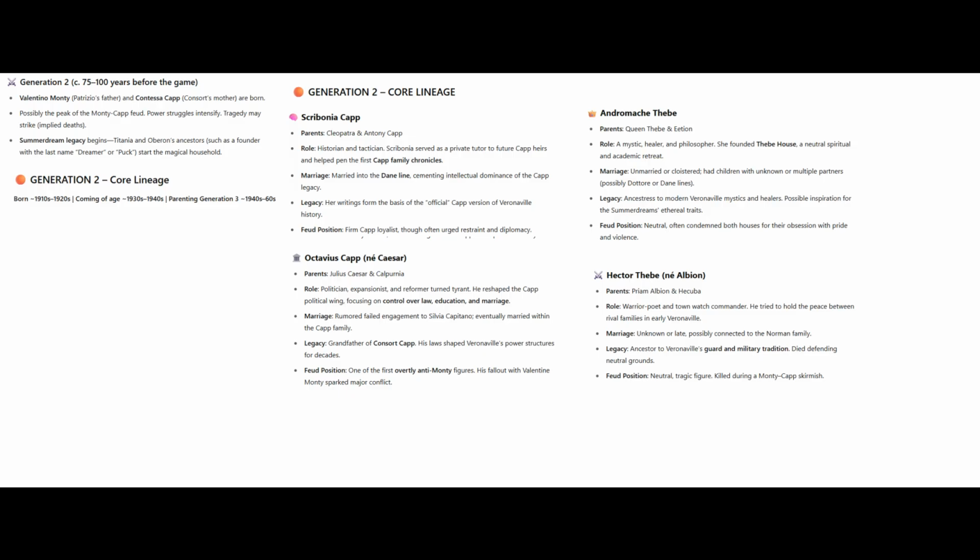Feud position. One of the first overtly anti-Monty figures. His fallout with Valentine Monty sparked major conflict. So, Patrizio and Contessa, whom we know eventually date, came from parents who had their own feud. Interesting.